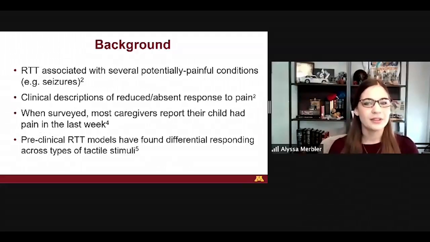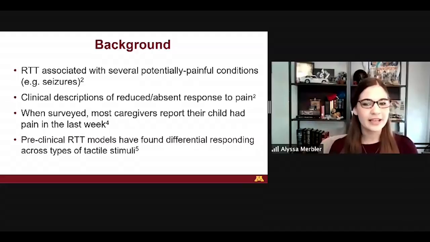Rett is associated with several painful conditions such as seizures, constipation, and other musculoskeletal problems. However, there's a history of clinical descriptions of delayed, reduced, or even absent responses to pain. However, there's limited systematic investigation to support this narrative.